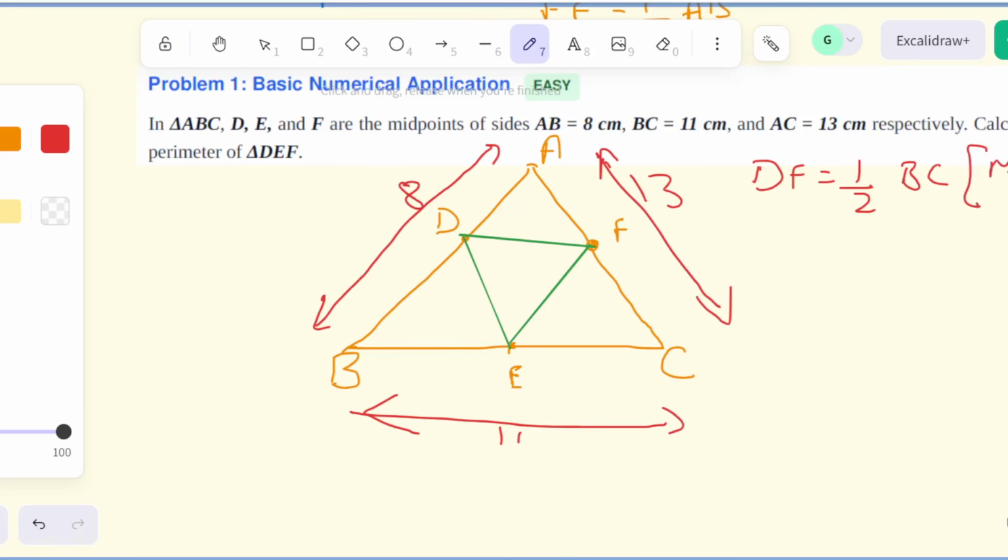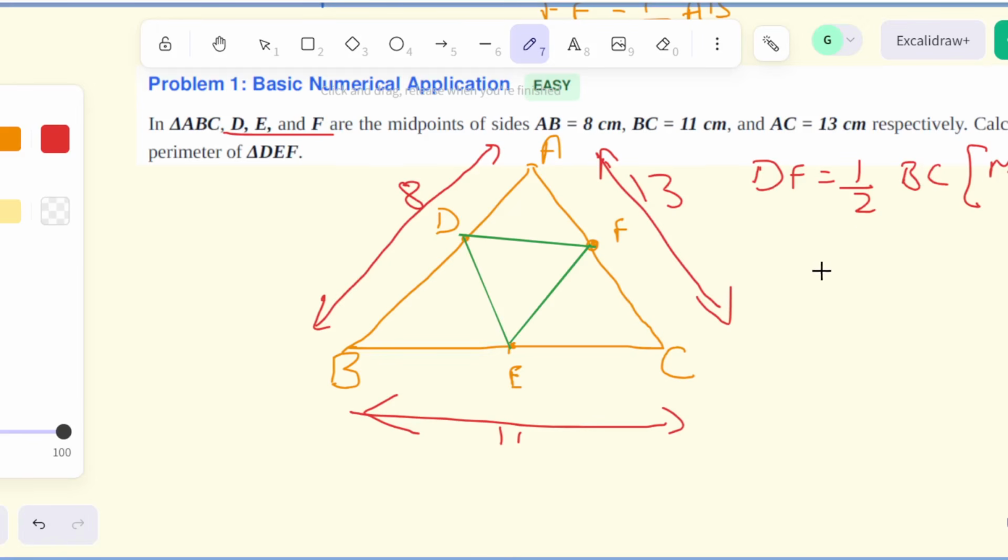I'm just writing MPT, midpoint theorem. As per the midpoint theorem, MPT stands for midpoint theorem. You can write the full thing, but MPT is midpoint theorem. Because D and F are the midpoints, therefore DF will be parallel to BC and will be half of that. That's the reason I wrote DF equal to half of BC.